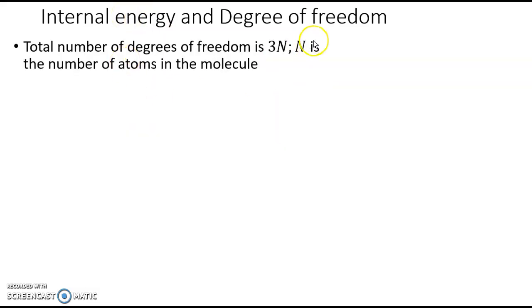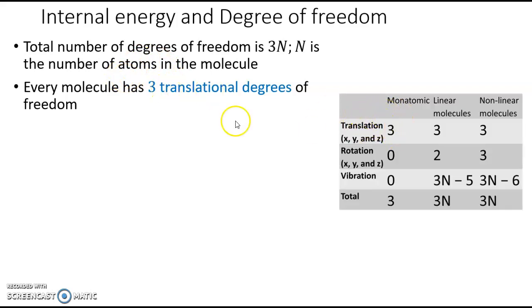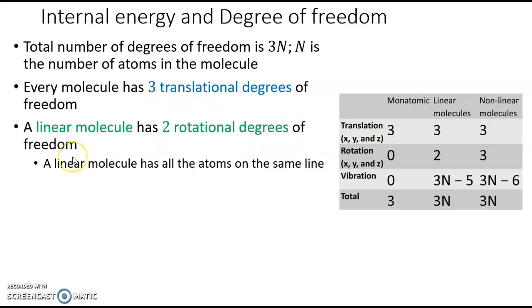So the total degree of freedom is 3n. N is the number of atoms in the molecule. Every molecule, whether it's big, small, monoatomic, polyatomic, every molecule has 3 translational degrees of freedom. There's a summary of it here, and we'll look at them one by one. So for all monoatomic, 3. Every type of molecule that you can imagine has 3 translational degrees of freedom because of the X, Y, Z coordinate axes.